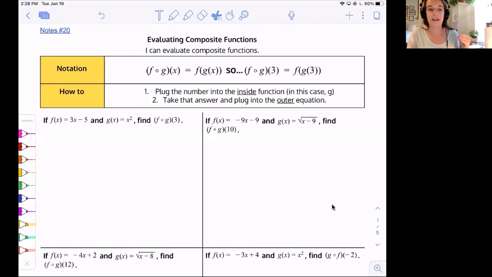Today, we are evaluating composite functions. Composite is potentially a new word for us. Composite means like putting things together. We're going to put two equations together today.